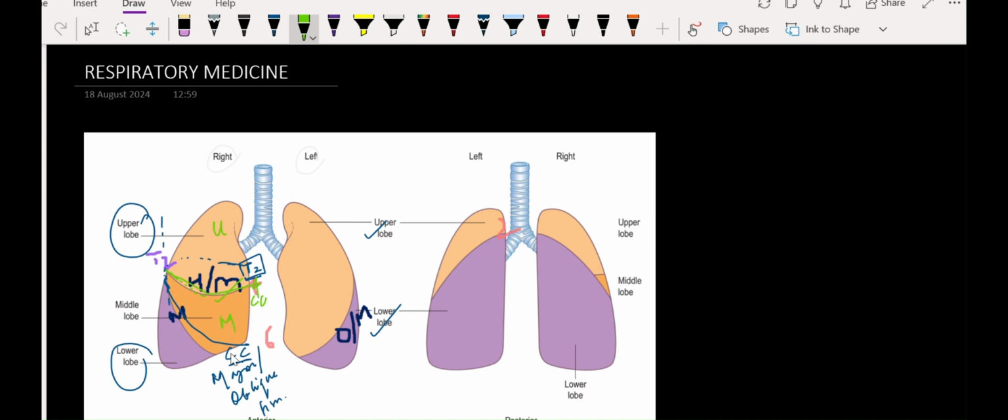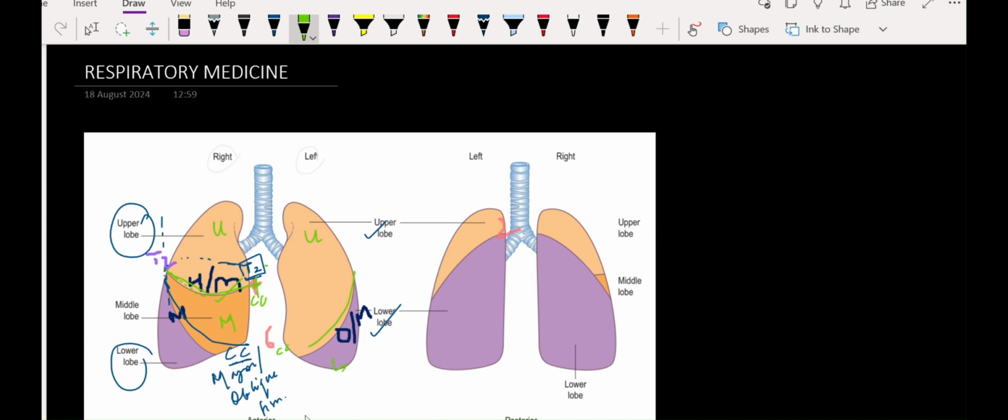Now, as you see on the left side, there is no horizontal minor fissure, there is only one major fissure. This one major fissure again is coming from the T2 spine, it's crossing the fifth rib in the mid-axillary line and coming anteriorly to end at the sixth costochondral junction. So this entire fissure is the major fissure or the oblique fissure, again dividing the left lung into the upper lobe and the lower lobe. Okay. So what do you understand?